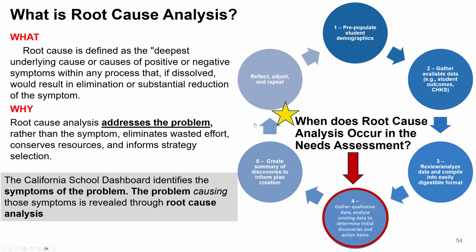So, at the heart of the fourth step of the needs assessment is the root cause analysis, a critical strategy for uncovering and understanding challenges related to student outcomes, equity gaps, or school performance. For example, while tools like the dashboard highlight symptoms such as low graduation rate or disparity in test scores, a root cause analysis digs deeper to identify the systemic or environmental factors driving those results, such as inadequate access to resources, ineffective instructional practices, or barriers to student engagement.